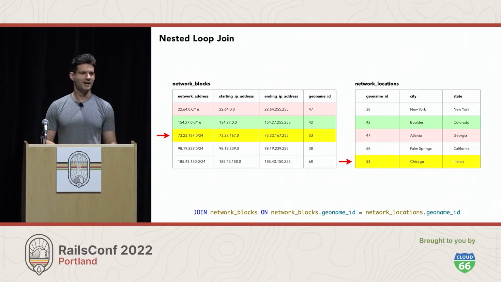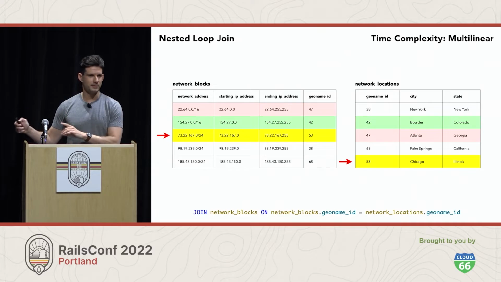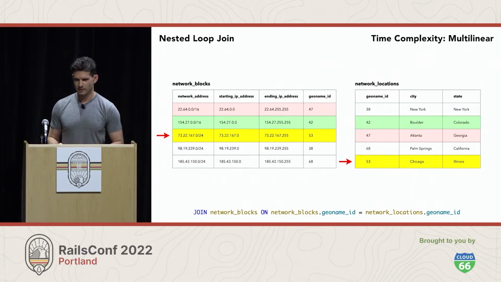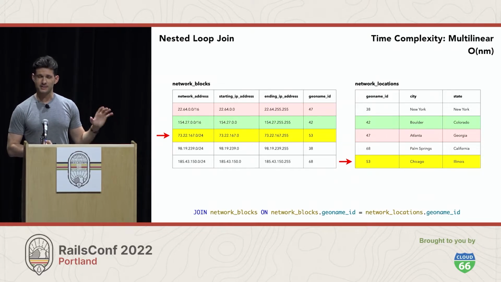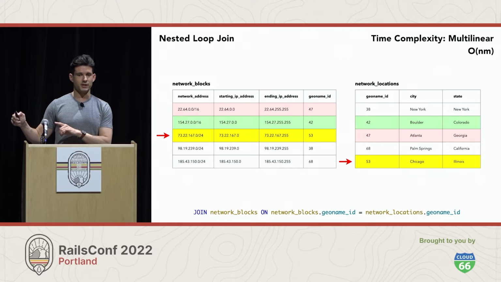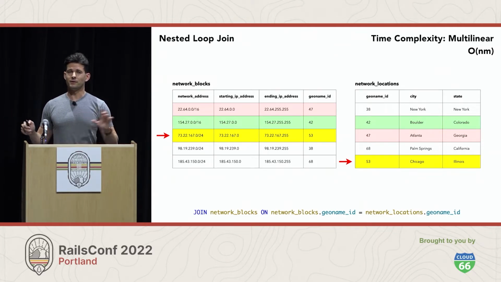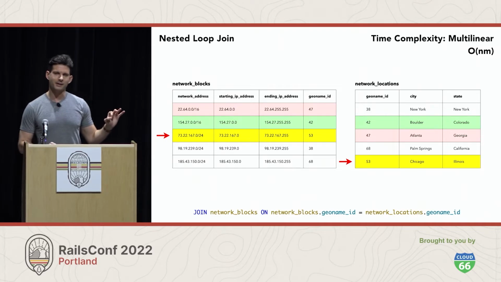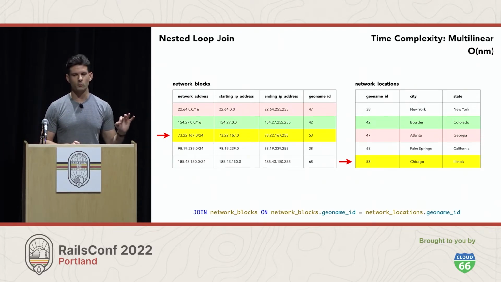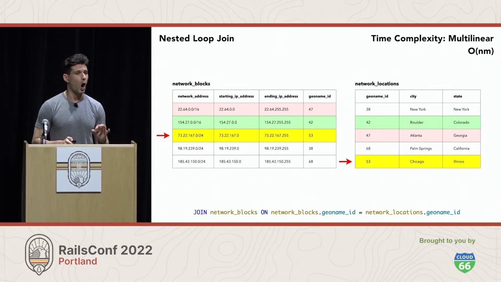So in other terms, it's a nested for loop, which can be classified as multilinear time and can be represented by O of n times m, where n is the number of items in your first table, and m is the number of items in your second table. Now, this is a pretty slow time complexity. What's cool about understanding this, though, is that it highlights a reason why databases like Postgres always index primary keys.